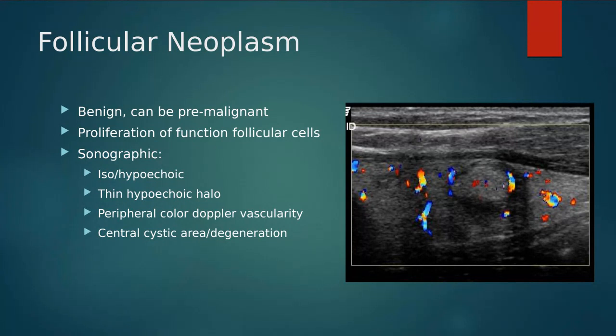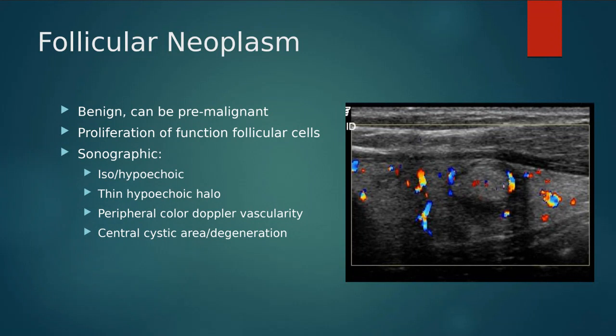If it does come back follicular neoplasm, even if it's not in the malignant phases yet, chances are we still want to get that removed. It's the proliferation of those functional follicular cells. On ultrasound, it's going to be hypoechoic or isoechoic. We could see a thin hypoechoic halo surrounding it, which this picture is a really great representation of.